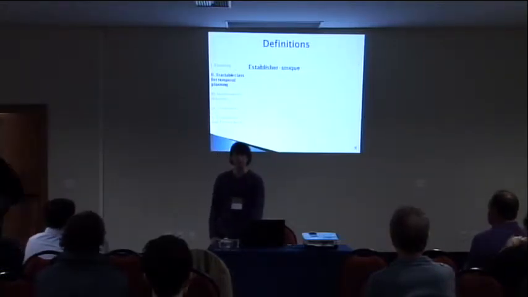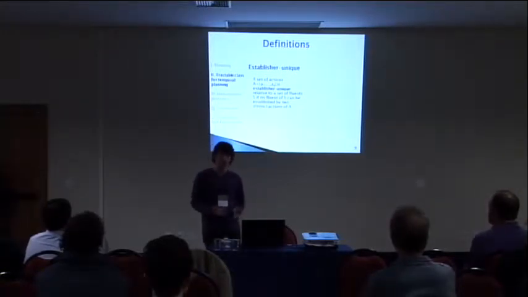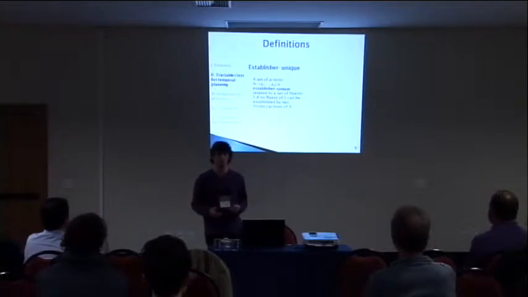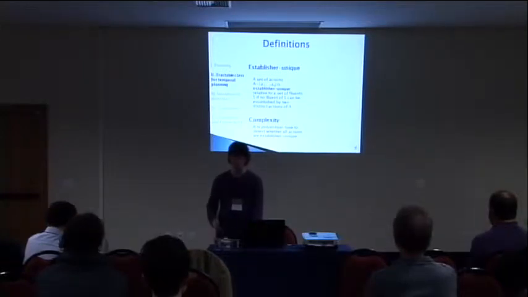Another definition is establisher-unique. A set of actions is establisher-unique relative to a set of fluents if for every one of these fluents there is at most one action that establishes it. Again, it's polynomial time to detect whether all the actions of a set are establisher-unique relative to a set of fluents.